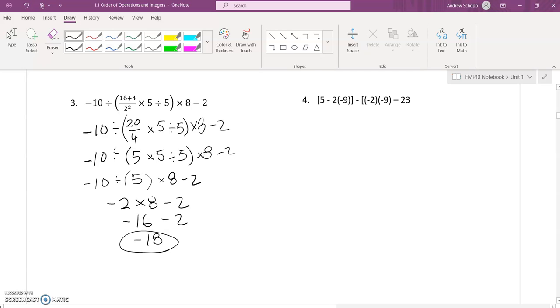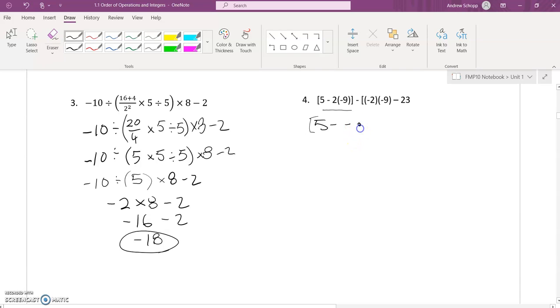And number 4, lots of parentheses here. When you see these square brackets, they are a set of brackets that are used outside of another set of brackets. So you can see that this negative 9 is put inside brackets so that we know it's 2 times negative 9 and not 2 minus 9. And then when we use another set of brackets outside of that, we should change them to the square brackets. So let's start inside this first set of brackets here. We have 5 minus 2 times negative 9. So 5 minus, and 2 times negative 9 is negative 18.